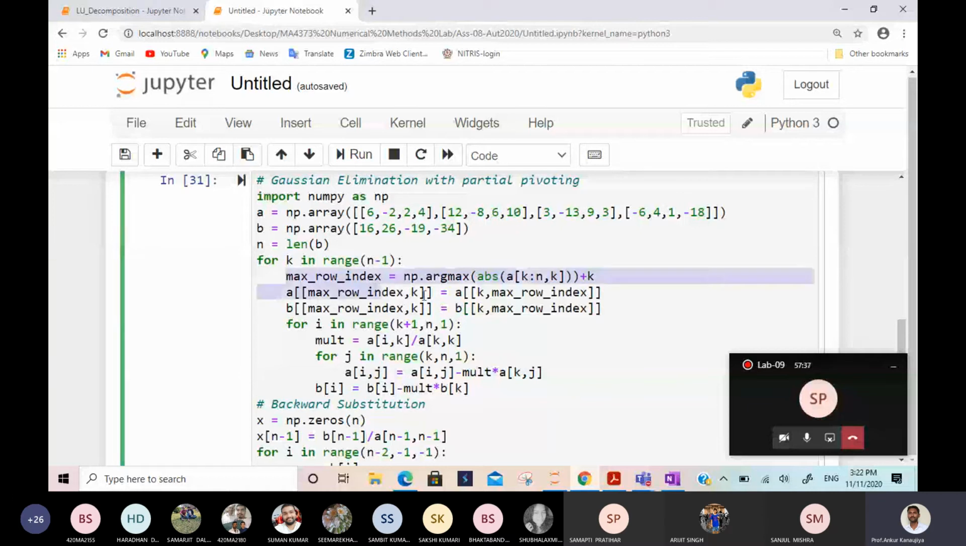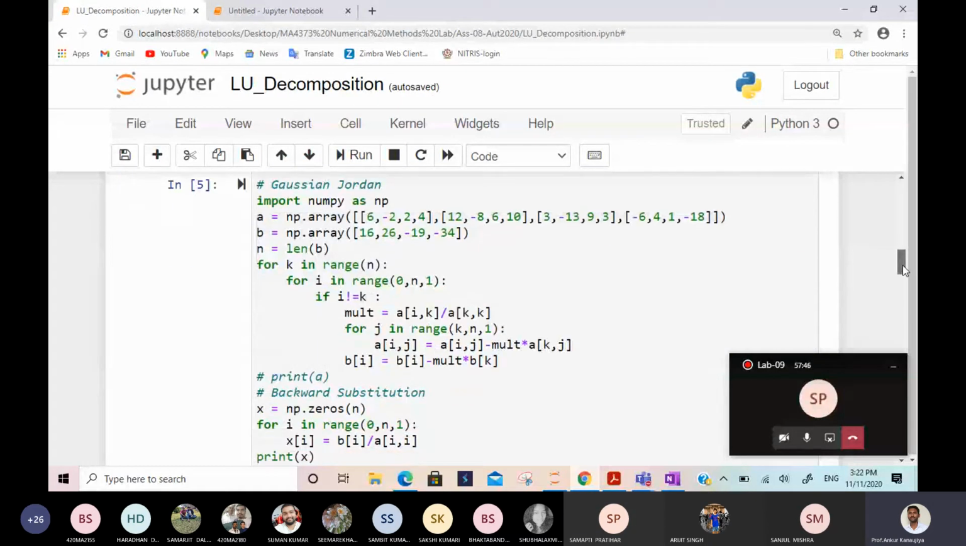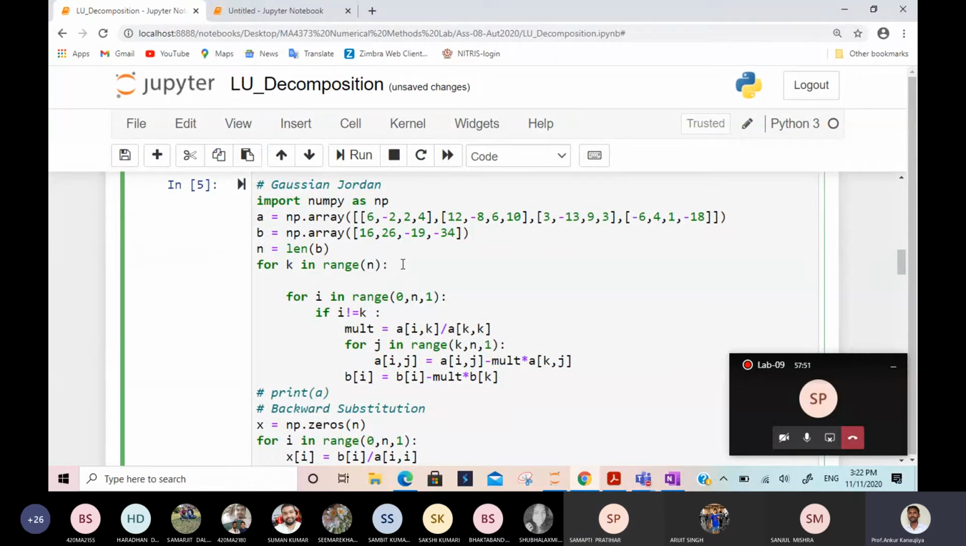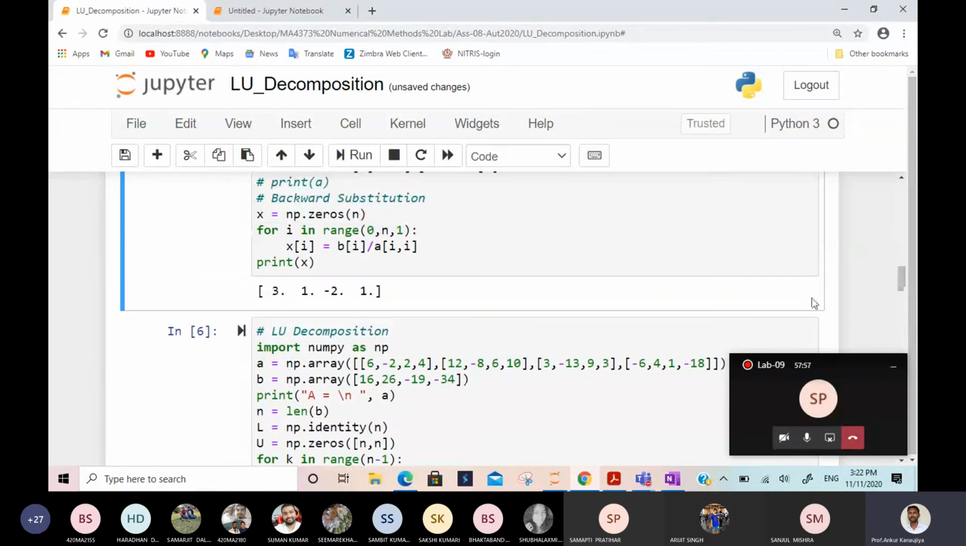If I just copy these three lines, I will show you here in the Gauss-Jordan method. It is there. This is the Gauss-Jordan method. After this loop, I have to copy. First I will run this one, then I will change it. So I am running this. I am getting 3 1 minus 2 comma 1.